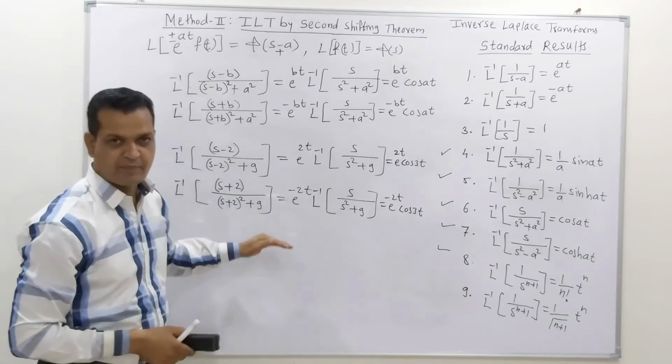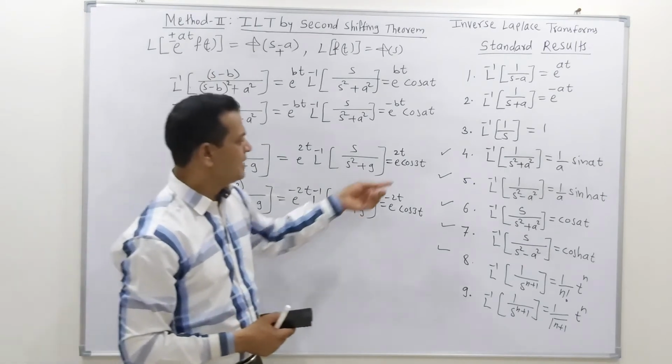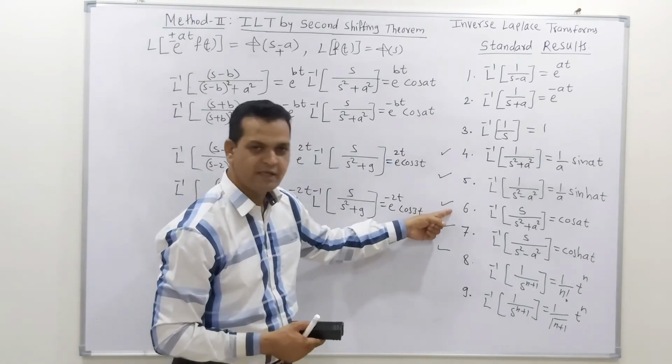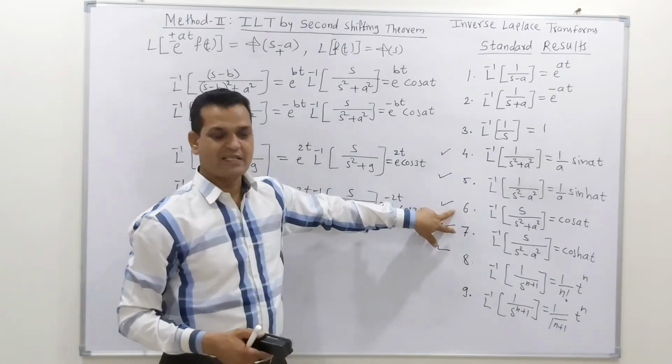So this is a very simple result where we apply the concept of inverse Laplace transformation to second shifting theorem. So this is result number 6. Now what is the difference between result number 6 and 7?